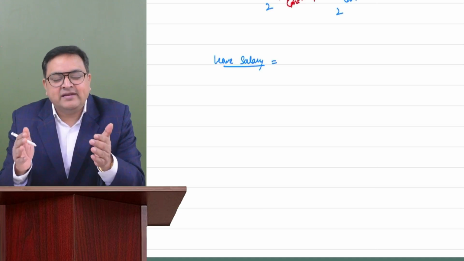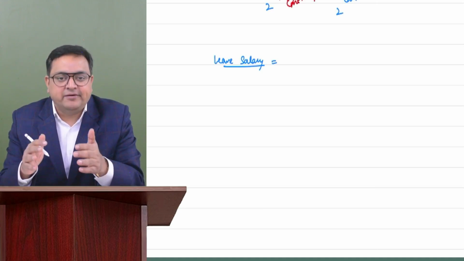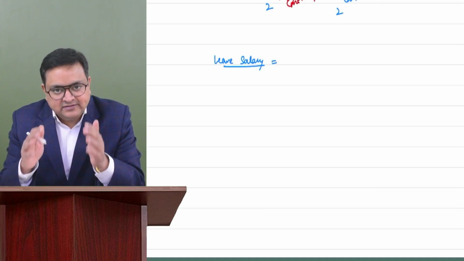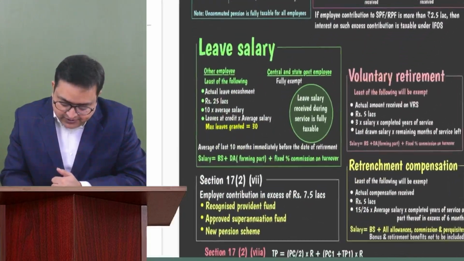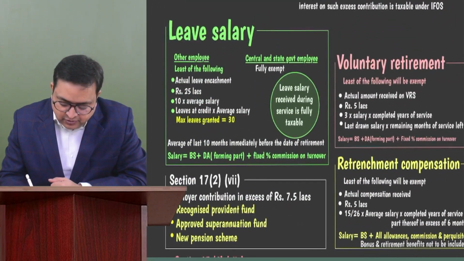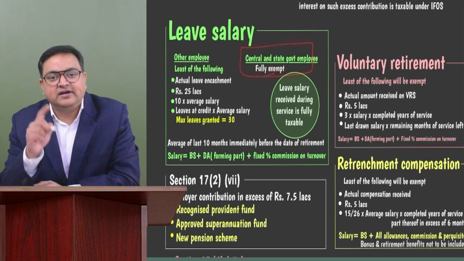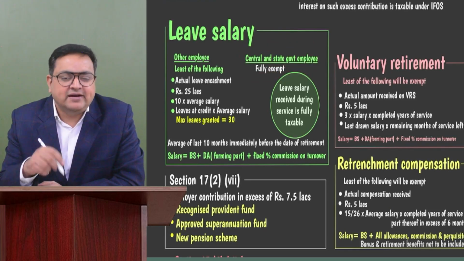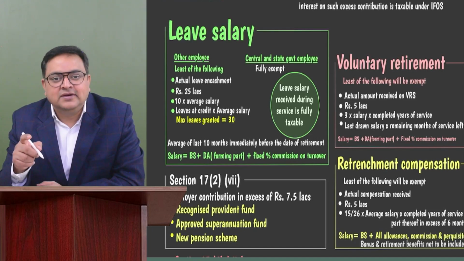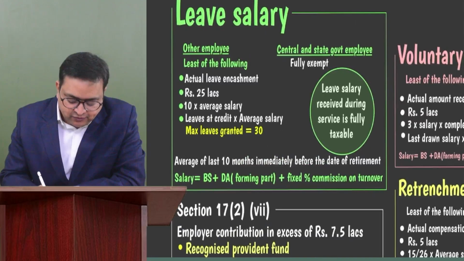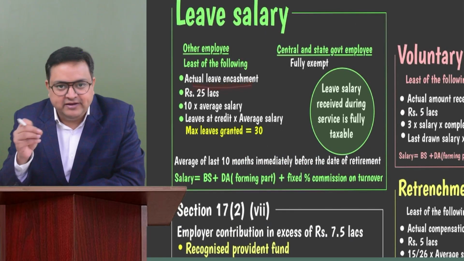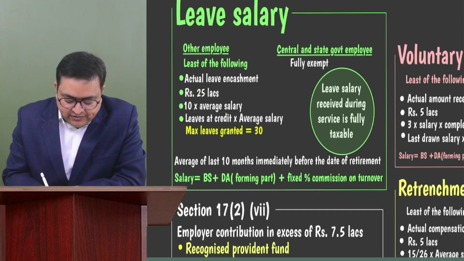But if this leave salary we are getting at the time of retirement or at the time of resignation, then it is exempt up to a certain limit. Again, if it is a central government or state government employee, then this leave salary is fully exempt. But in case the employee is a non-government employee, then the least of the following would be exempt. What is the least? Actual leave encashment, actual leave salary, or 25 lakh rupees.